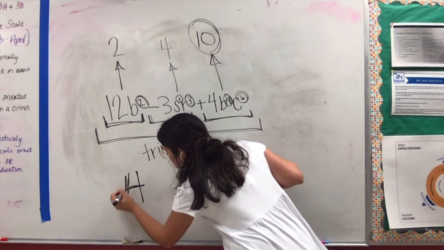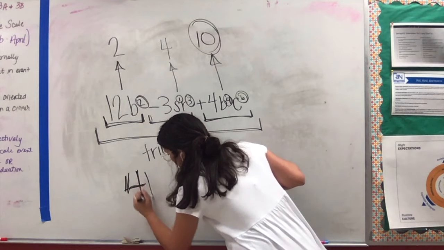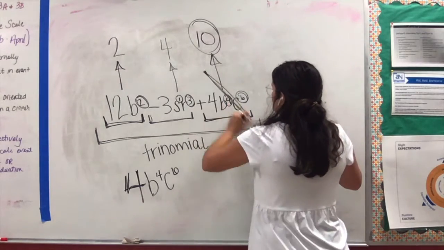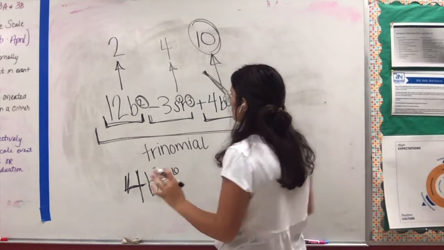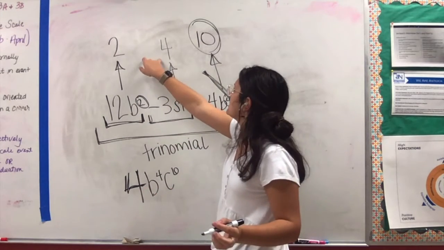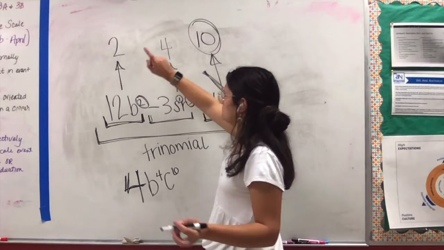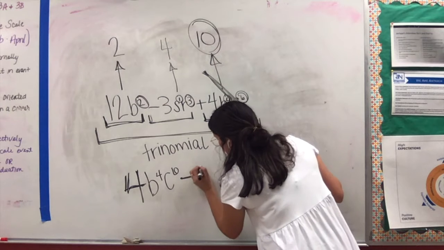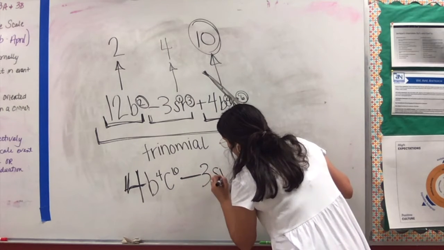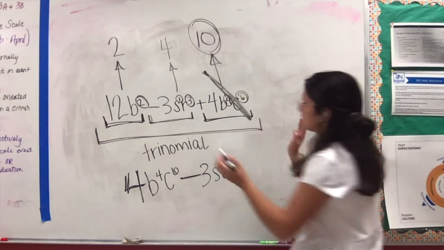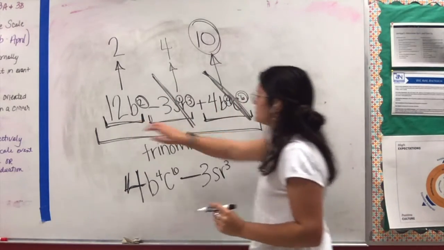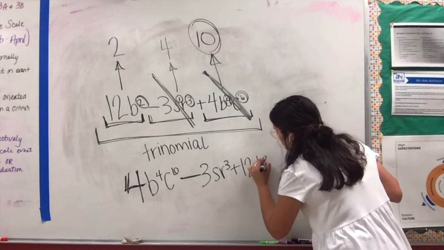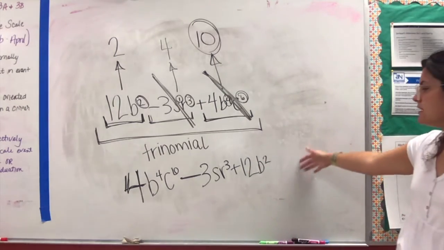4b to the 4th, c to the 6th. We did him. We're done with the 10. Now, 4 and 2. What is our next biggest degree? 4. And this goes with negative 3sr cubed. Don't forget your negative. We're done with him. And lastly, we have our 12b squared. And it's positive, so plus 12b squared. And that is in standard form.